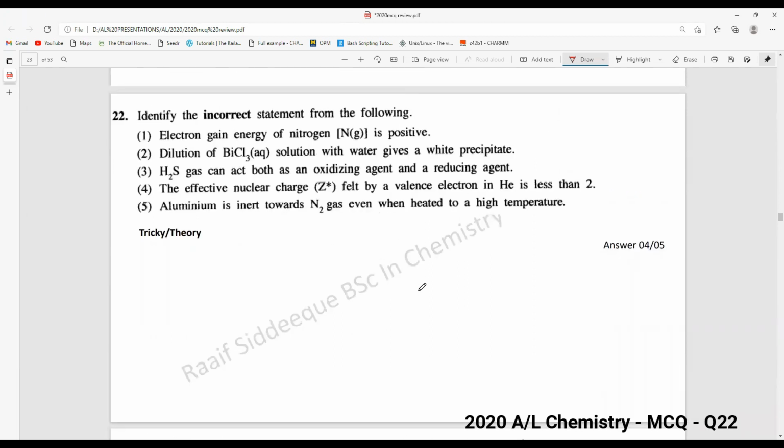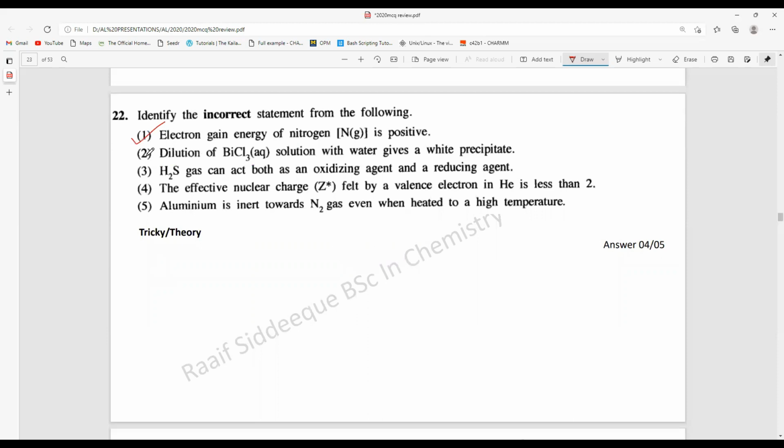Okay, so another question. This is theory, I would say direct theory. Identify the incorrect statement from the following. The electron gain energy of nitrogen is positive. Yes, I told you this before. We have discussed this in the previous case also. Nitrogen is a little bit different from the other elements. Typically, for other elements the first electron gain energy would be negative, but specifically for nitrogen, since it has a partially stabilized electronic configuration.